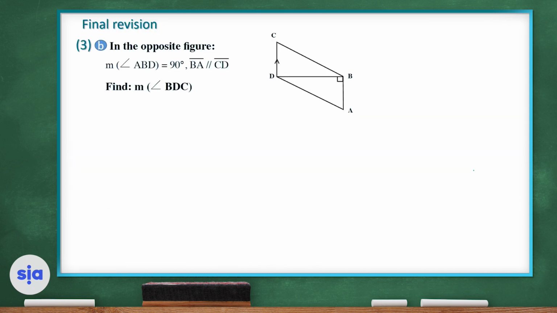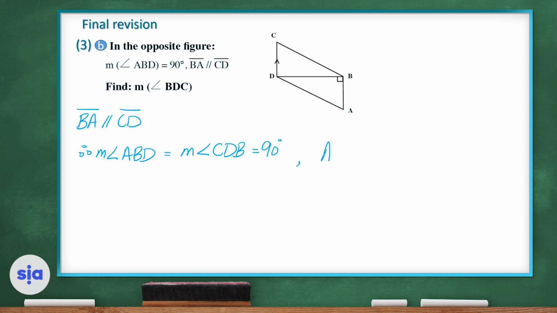Question 3b. In the opposite figure, if the measure of angle ABD is 90 degrees and BA is parallel to CD, then what is the measure of angle BDC? As long as BA is parallel to CD, therefore the measure of angle ABD is equal to the measure of angle CDB, which is 90 degrees. Why? Because they are alternate angles.